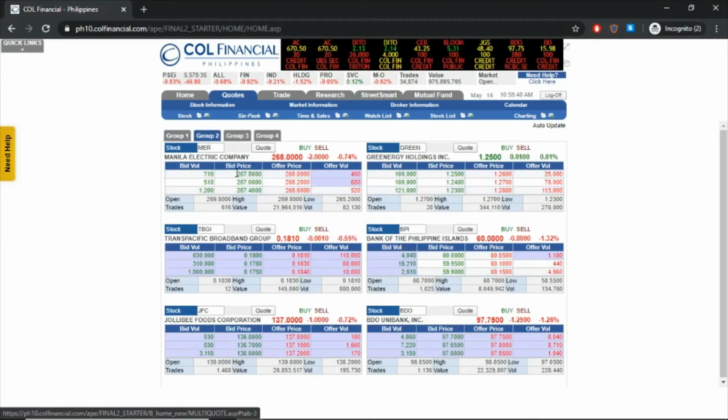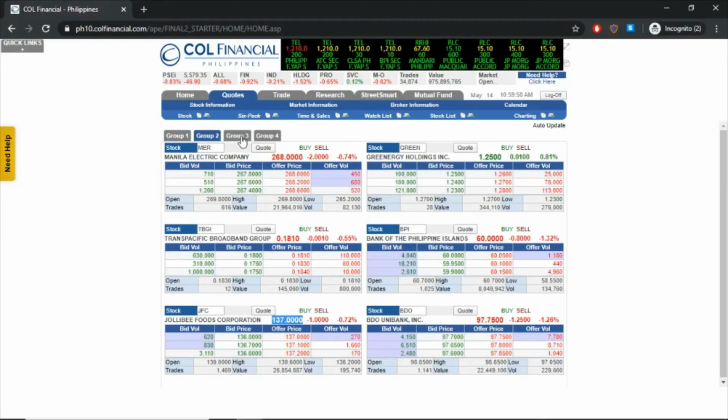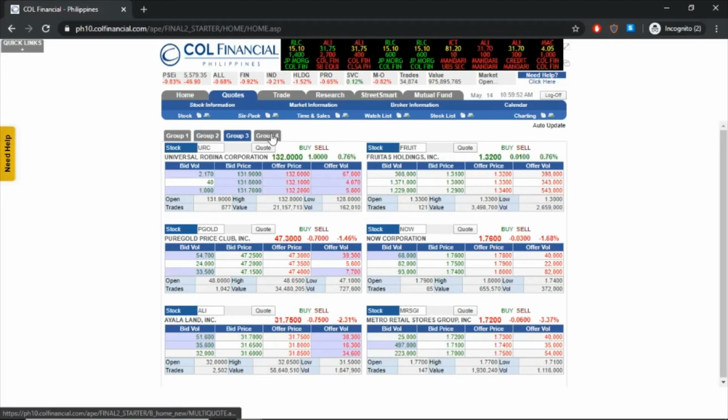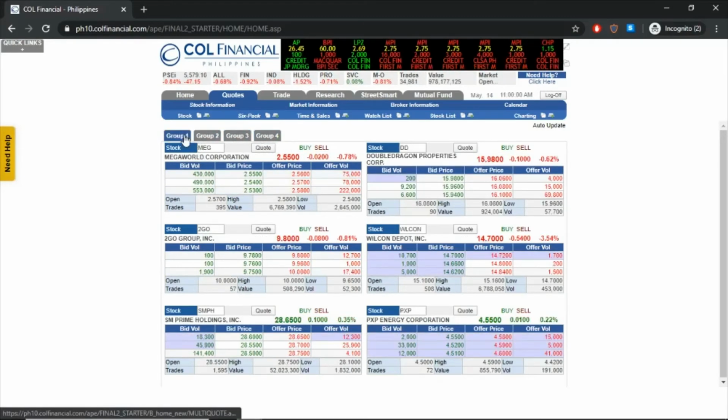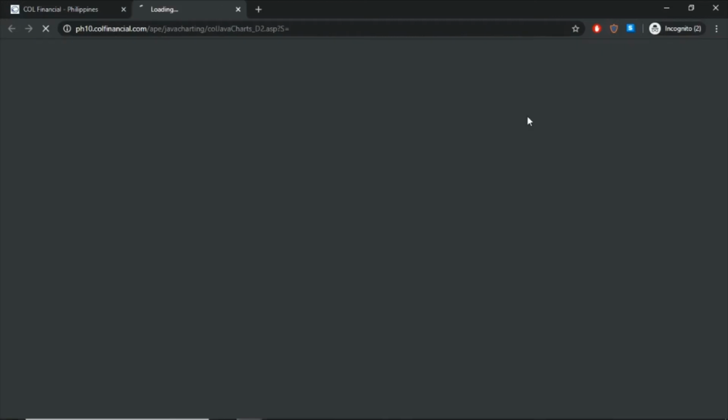What else? Here, Jollibee is 137. And Ayala Land, URC, fruit is going up. If it's colored green, that means it's going up. So if I go to charting here, let me just show you some idea. I just want to give you some idea with regards to the performance of some of the stocks here.